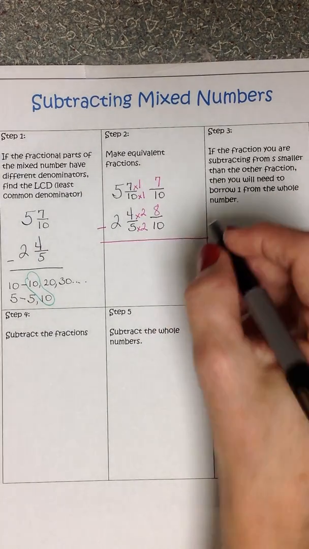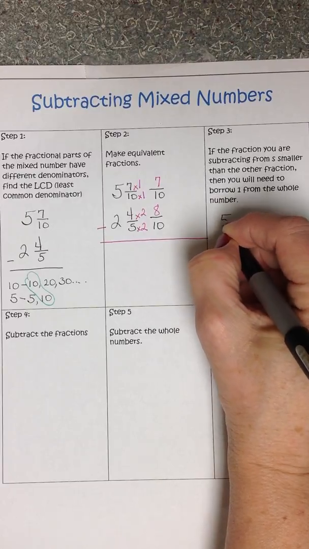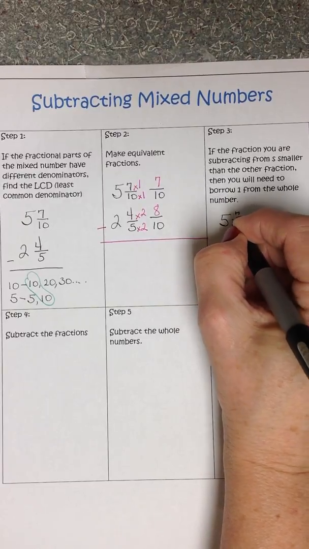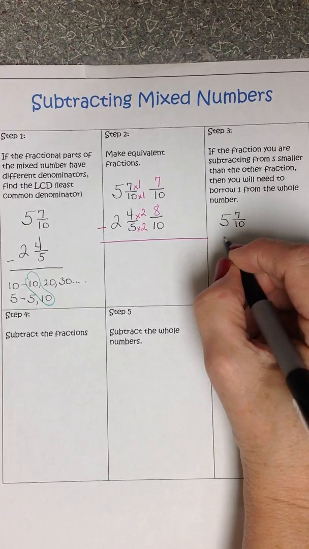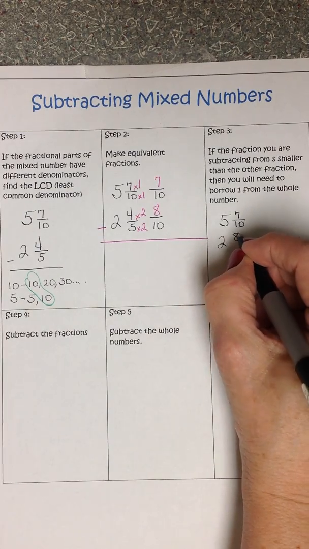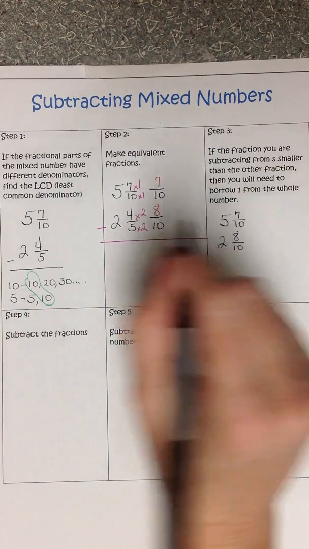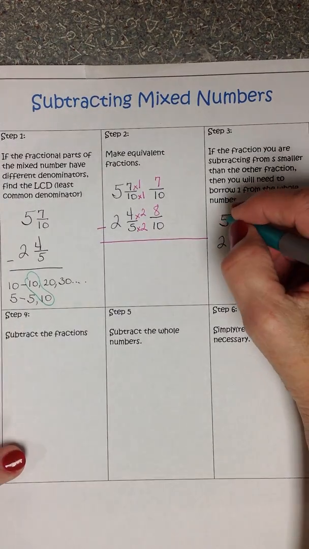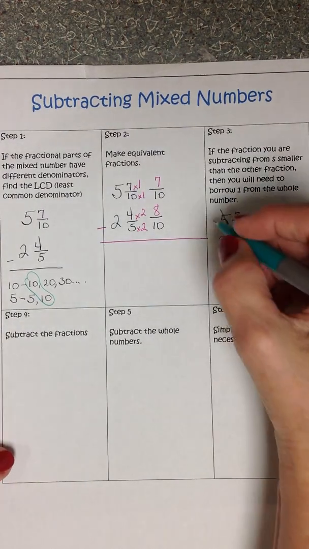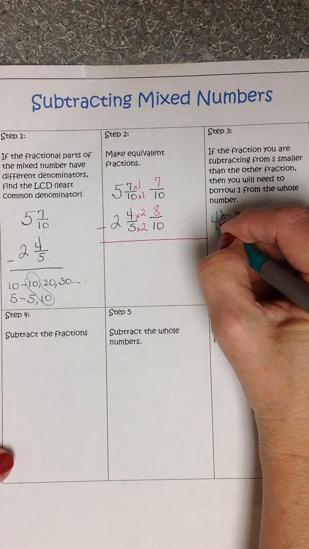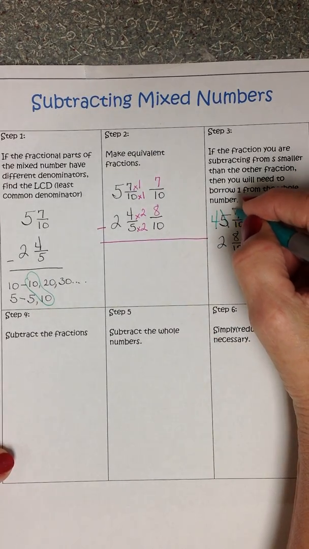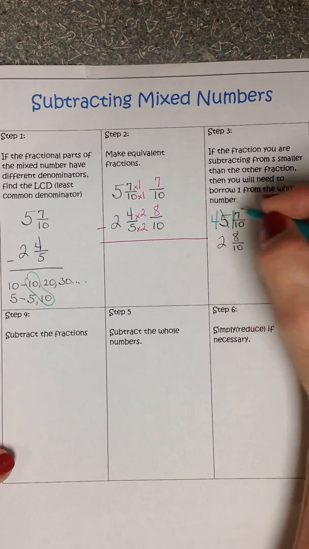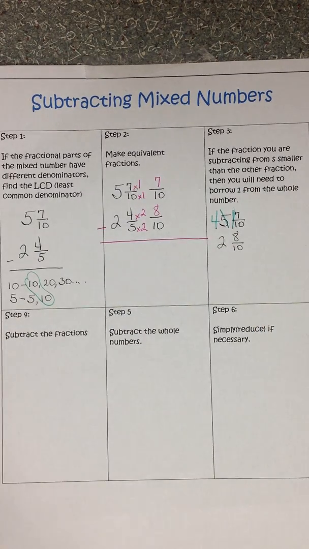So now I'm going to come over here. I'm going to rewrite my fraction with the new numerators. But I need to borrow 1 from this 5, which will turn it into a 4. And I'm borrowing the entire 1 to go with my 7/10.